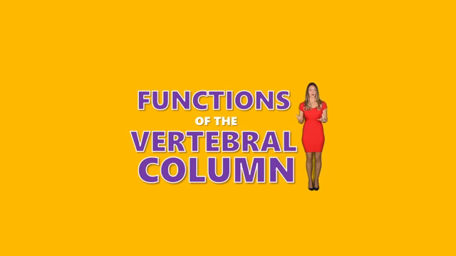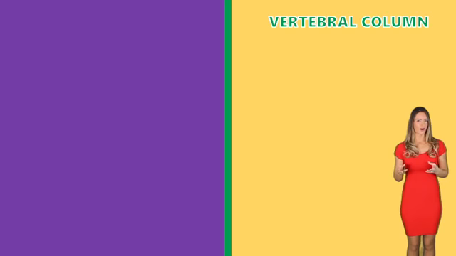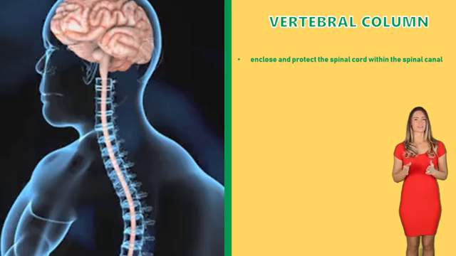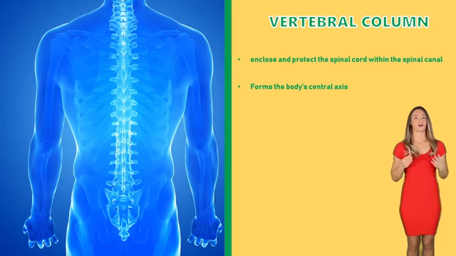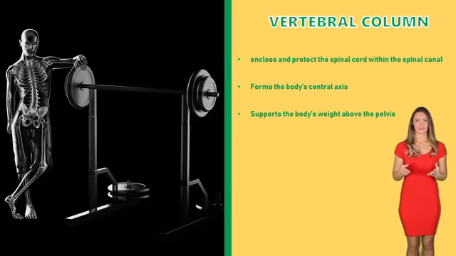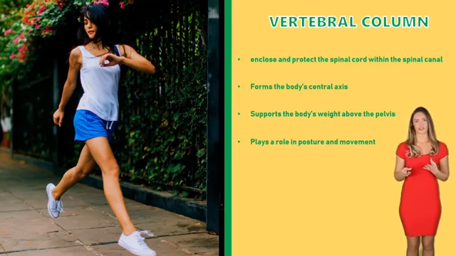Functions of the vertebral column. While the vertebral column's main function is to enclose and protect the spinal cord within the spinal canal, the vertebral column also has the following significant functions. It forms the body's central axis. It also supports the body's weight above the pelvis. It plays a role in posture and movement.